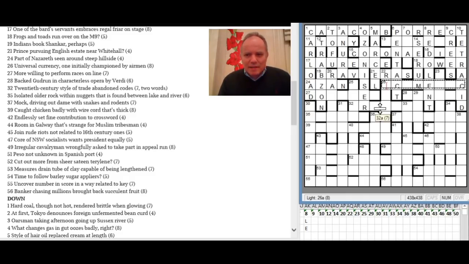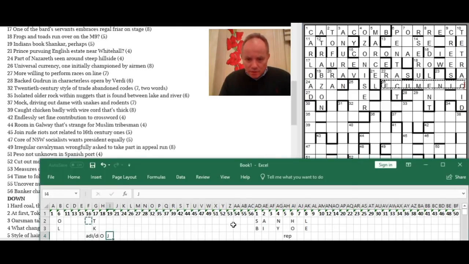26 across, I mean, it must be ecumenic, mustn't it, to fit that? Universal, I think that's ecumenic. I mean, universal currency, ecu. One initially championed by airmen. By men. Okay, ecumenic can be universal. Currency can be ecu. One is I, initially championed is C, by men gives us ecumenic, and air is extra in this one. Ecumenic. So air at 26 across, I minus A gives H, and R minus I is 18 minus 9 gives another I. Okay.